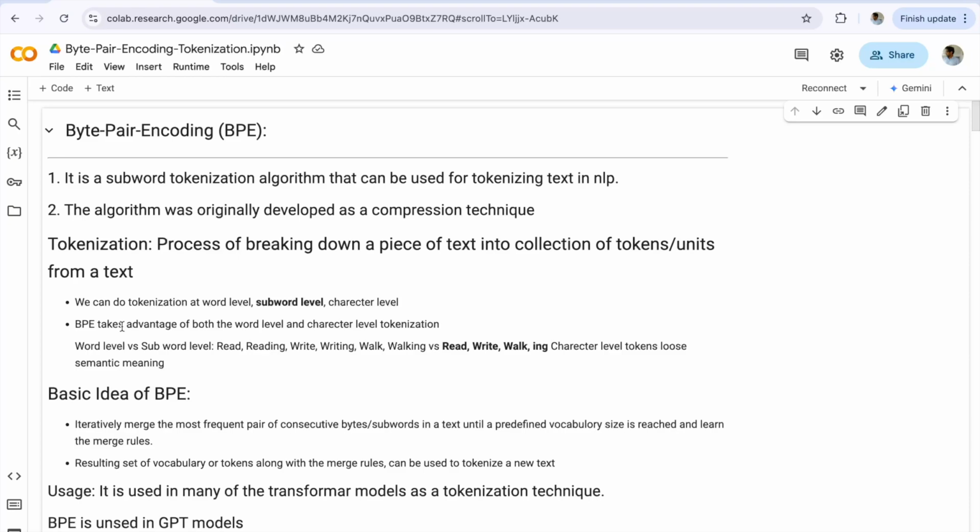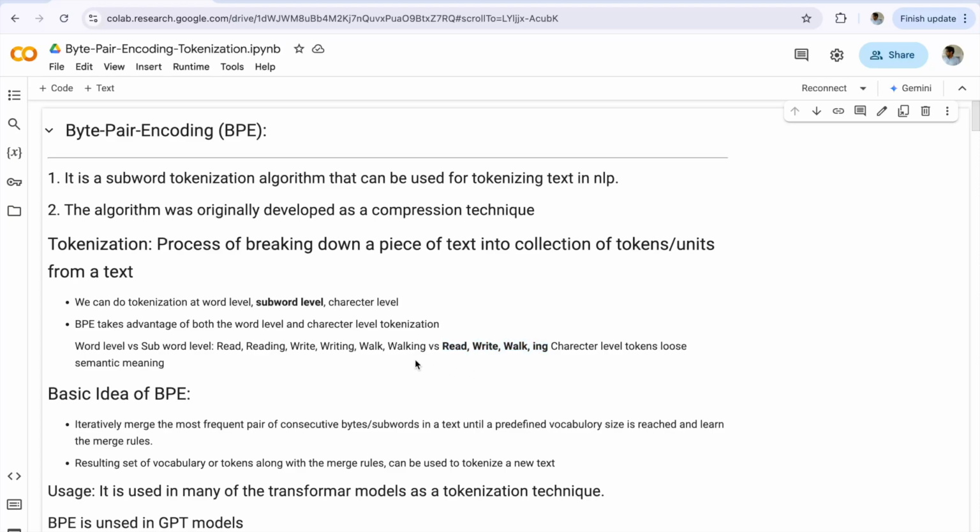The issue with word level tokenization is, let's take a few tokens like these in English: read, reading, write, writing, walk, walking. We need to store each of these tokens in our vocabulary so that in future, when we get an inference text, we can split the text as per this vocabulary. But what if in our vocabulary we only keep these tokens: read, write, walk, and a special token which is ing.